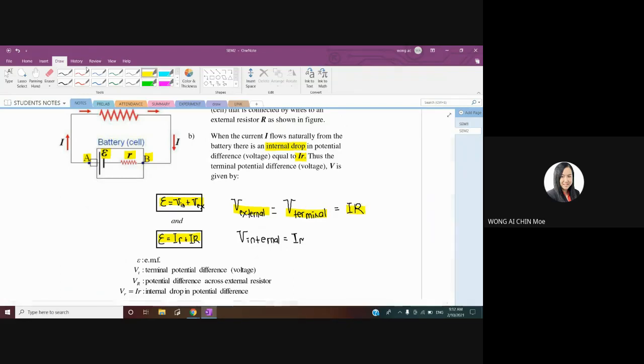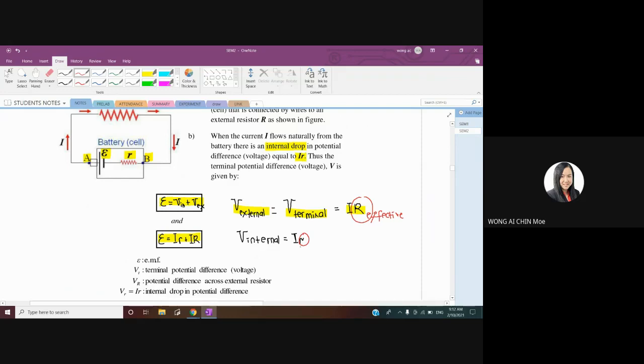Of course, this R we are referring to is R effective, the total resistor that is connected outside, external to the battery. We also have V internal, where if we have an internal resistor, then we need to consider it.